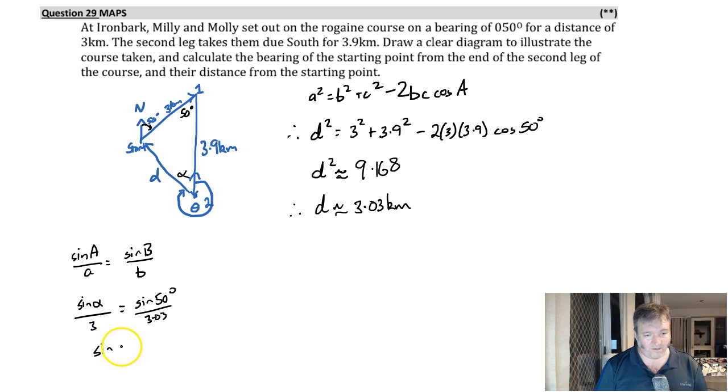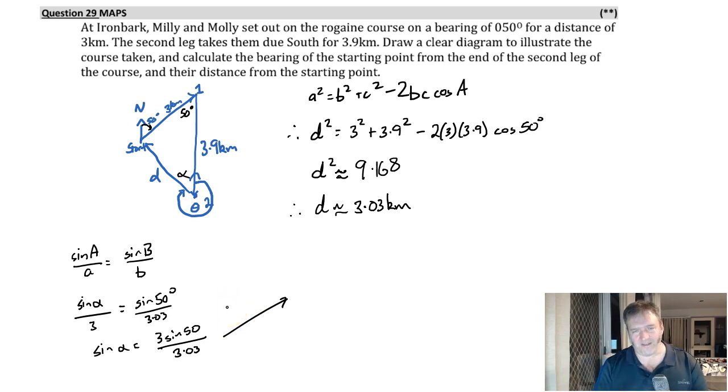All right, what do I do now? Multiply by 3, so I've got the sine of alpha equals 3 sine 50 divided by 3.03. I'm going to work across the page. In your exam, please just keep working down the page. I'm just trying to keep it all nice and clear for you guys so you can see it all in the video here. So what do I do from there? Sine of alpha, 3 sine 50 over 3.03. To undo the sine function, we do the arcsine function. So the arcsine of 3 sine 50 divided by 3.03.